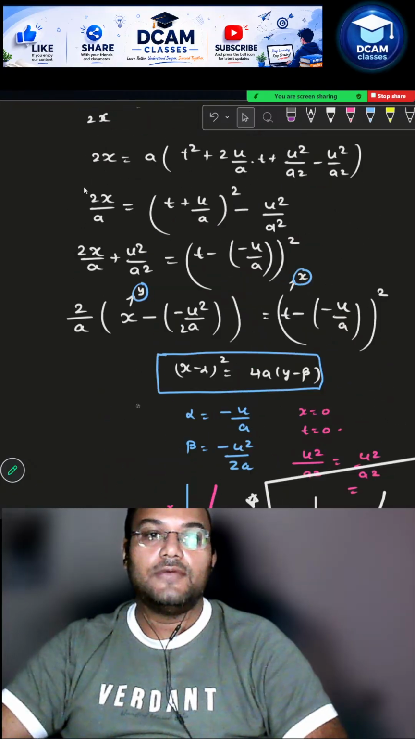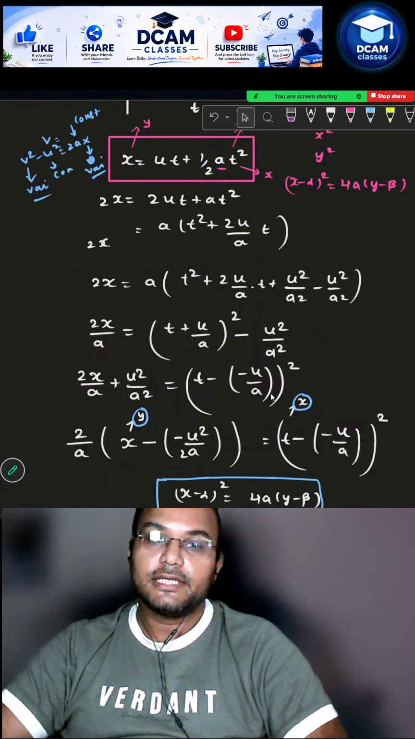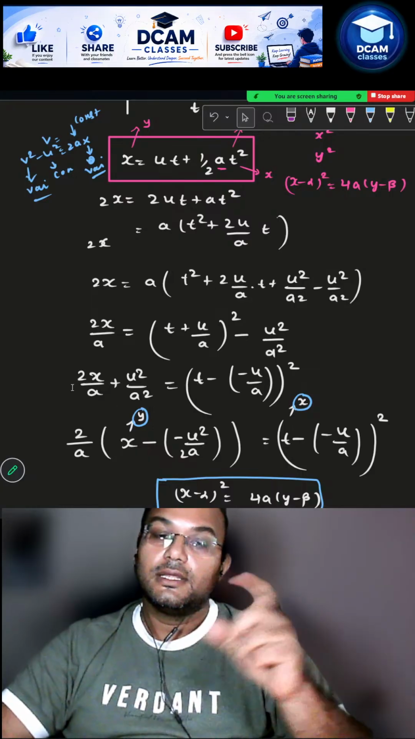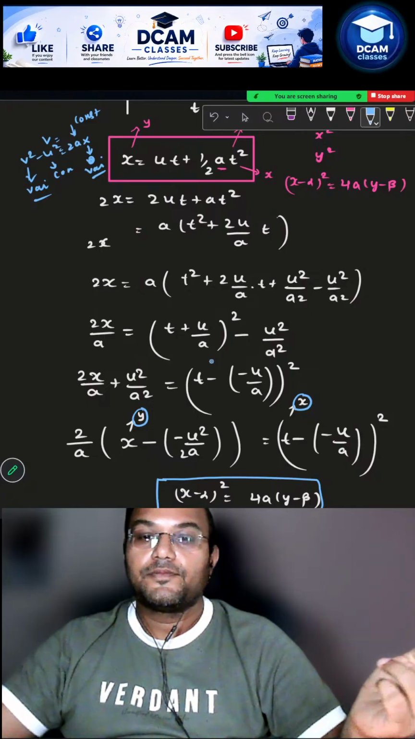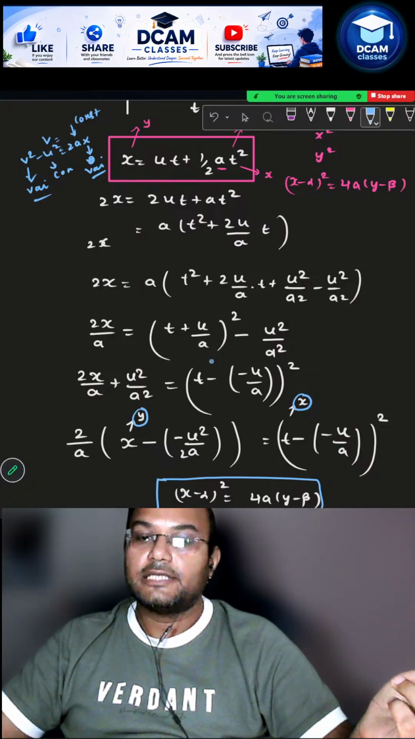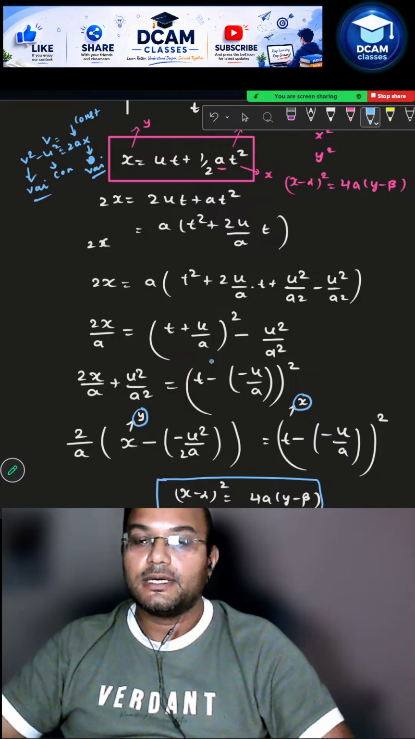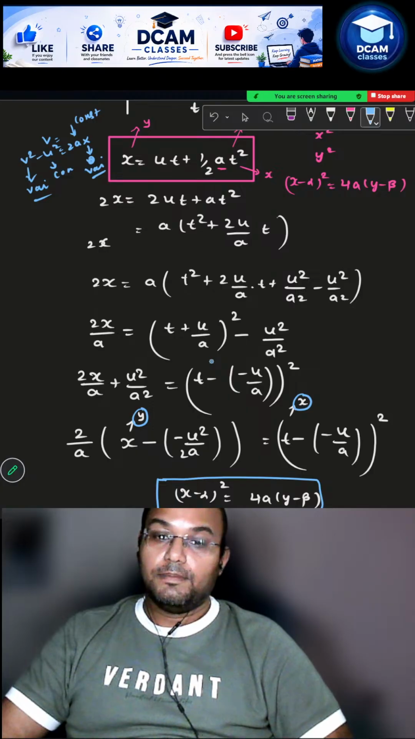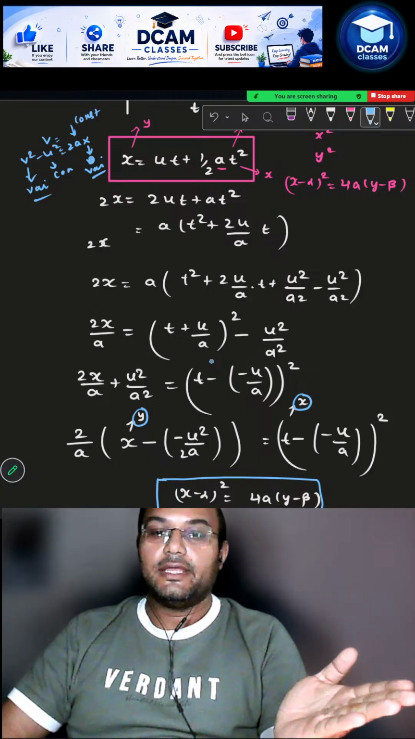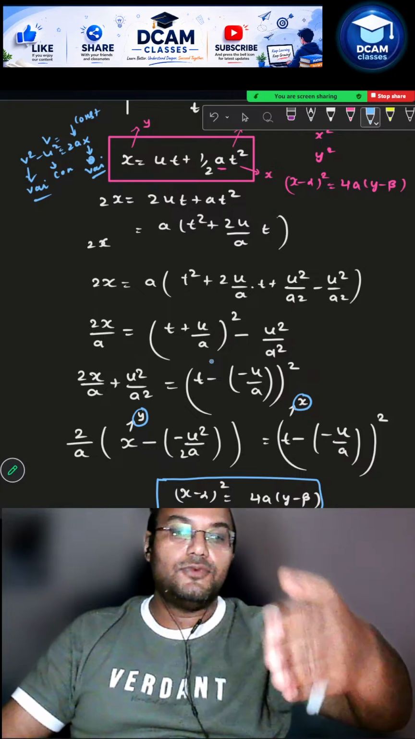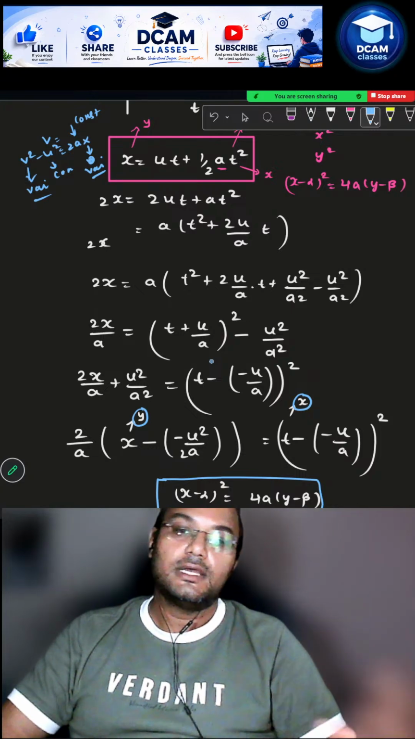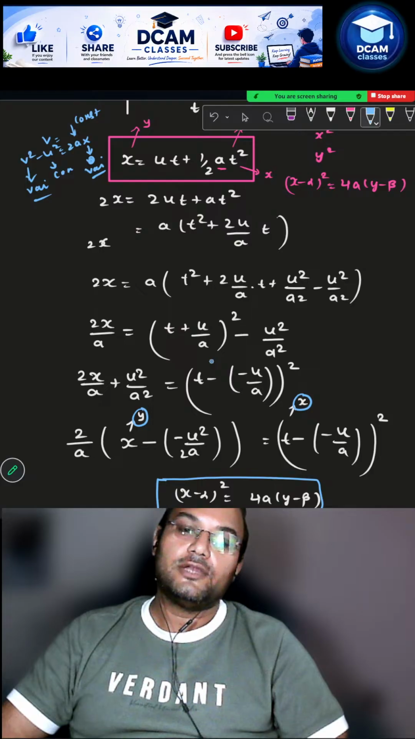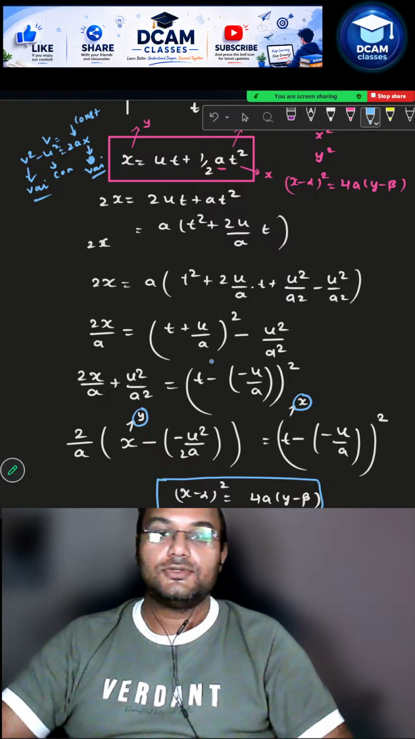See, on the left side you have 2x by a plus u square by a square, but the equation is x minus alpha whole square is equal to 4 into y minus beta. So you have to remove the coefficient of y, that is, the coefficient of x. Take 2 by a common. When you take 2 by a common, it will become minus u square by 2a. Understood now? Yes, now I understood.